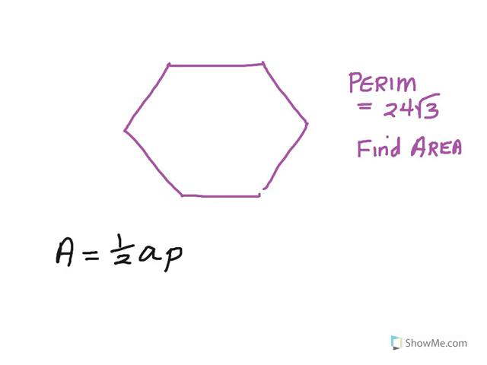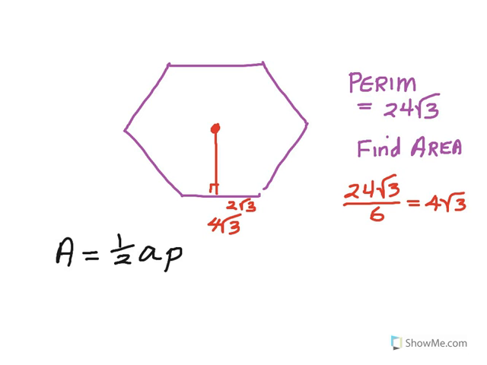Okay, last example. I have a regular hexagon here. I'm going to draw in the center. I'm given that the perimeter is 24 root 3, and I have to find the area. So this is a good one. There are 6 sides, and if the whole perimeter is 24 root 3, and I divide by 6 sides, it means that each of those sides has a length of 4 root 3. So if I'm 4 root 3 here across the bottom, I know that if I draw in an apothem, half the way across the bottom is 2 root 3. And I'll draw in a radius.